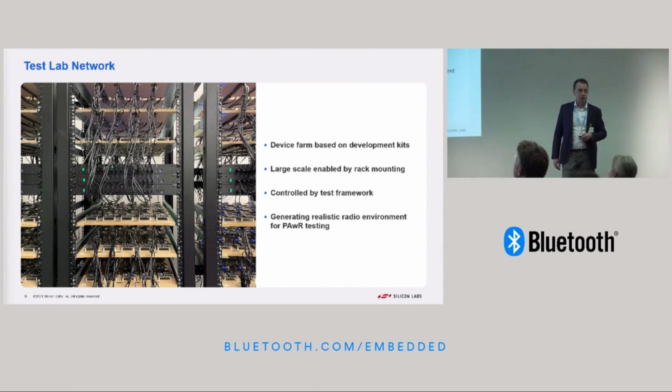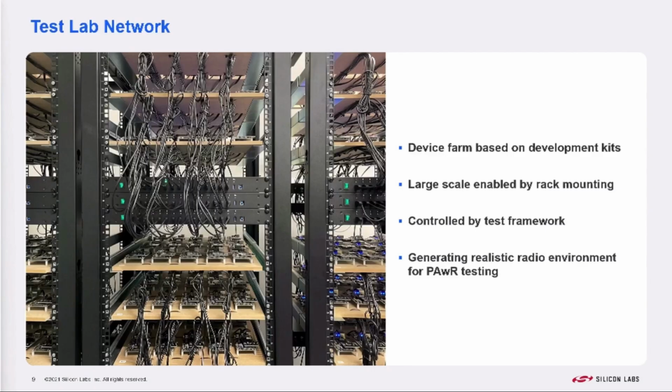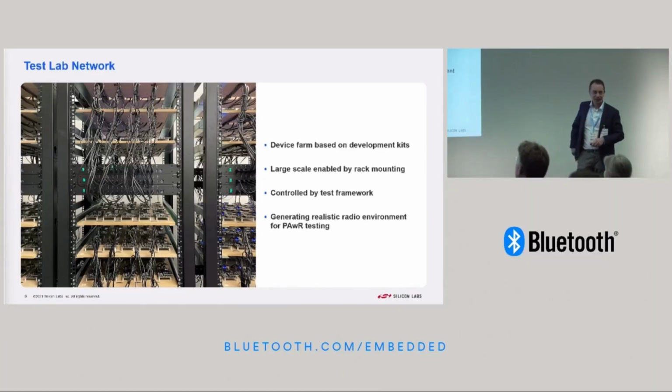This is just a photo of what you can expect to see when you get this kind of network testing. We have a farm of devices, rack mounted. It's basically based on our development kits. If you go and look for our development kits, they will look like that. Nothing special there, but it's raw power. Mount them on a rack, do standard mounting, and scale it up. This way, we have a realistic radio environment for all that PAWR testing.